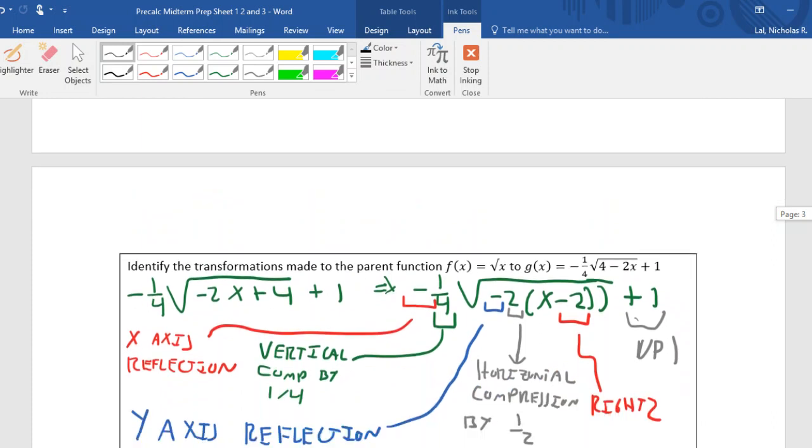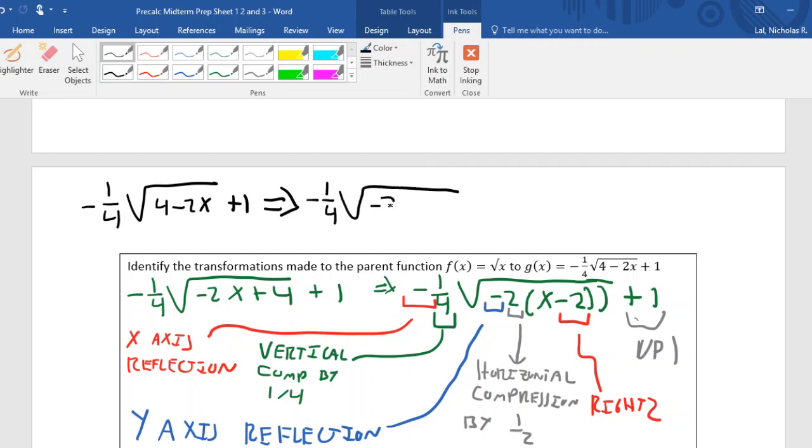Alright, so this problem I've already kind of done and annotated. So the main work that you have to do is rewriting this equation. So I want you to look at negative 1/4 times the square root of 4 minus 2x plus 1. I think it's just much easier to understand if you have your variable come first. So you can rewrite that as negative 1/4 times the square root of negative 2x plus 4 plus 1, which now, this is the very important part.